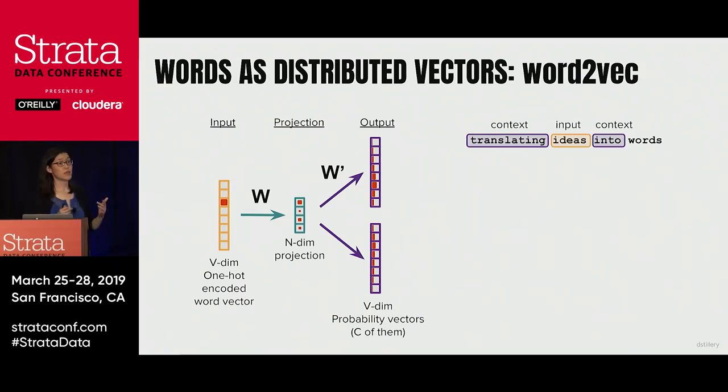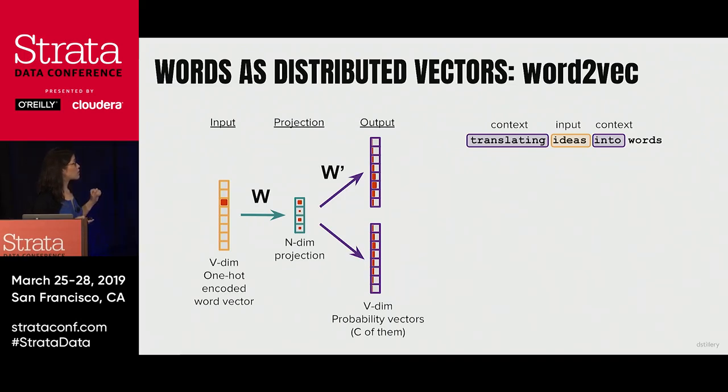So what does it mean to train this model? Training this model means you take a word, you try and predict its output context words, and then you learn the weights on those matrices in order to minimize the output error in predicting that context word. And then you do that on a series of words, over a whole corpus of text.